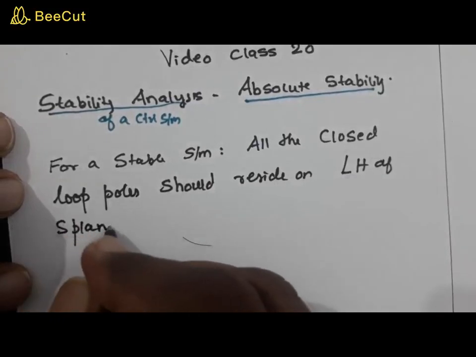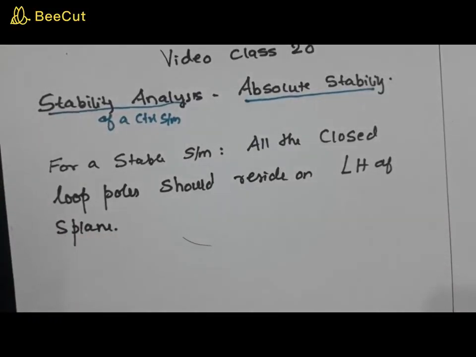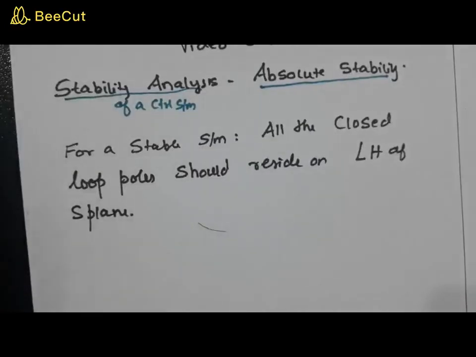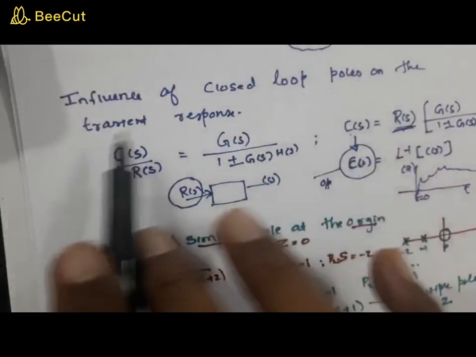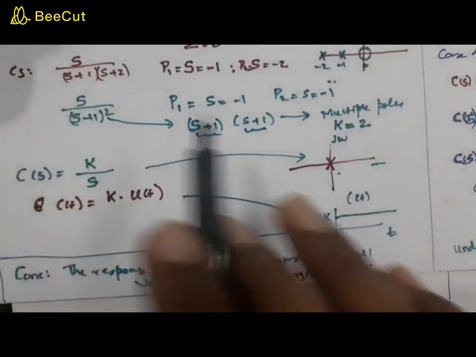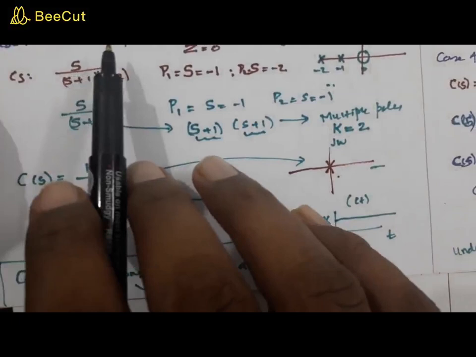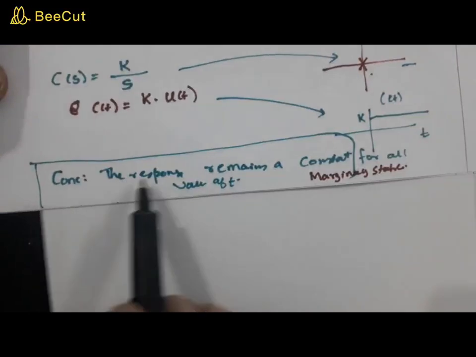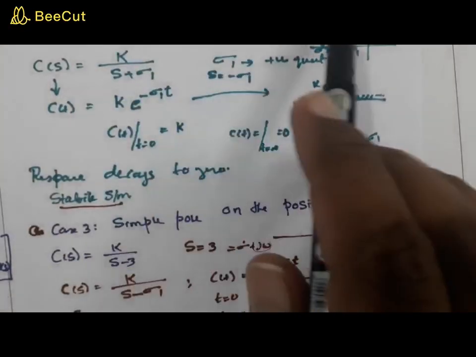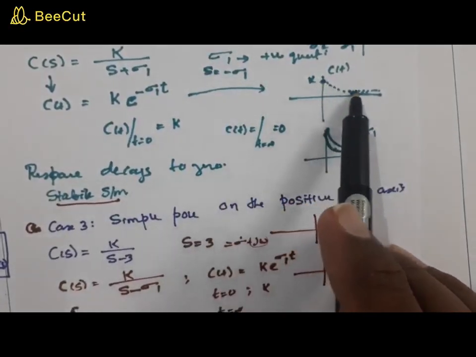This we have already studied in the previous videos, that is in video classes 12 and 13. You may just go through that. In video class 12 we have seen the influences of closed loop poles on the transient response. We found out about 6 cases. We dealt with the simple pole at the origin, where the response remains a constant. Then a simple pole on the negative real axis, where we have seen it is an exponentially decaying signal.